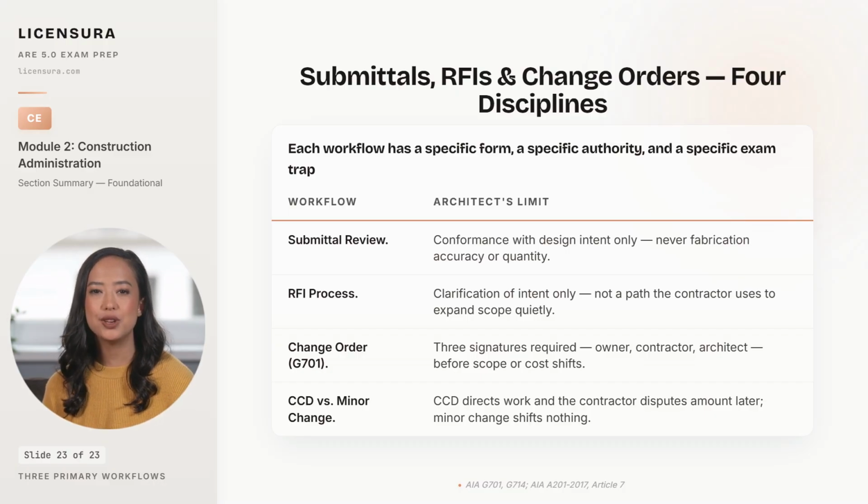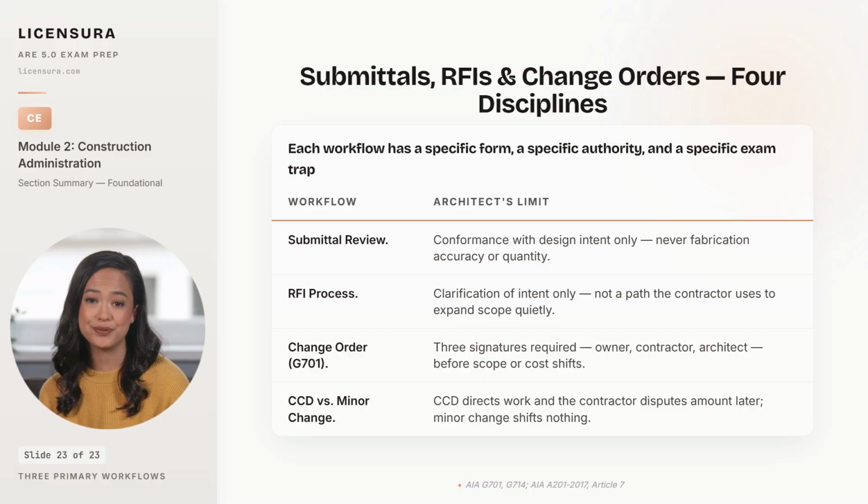And the CCD versus minor change distinction is the architect's tool when the owner wants the work to proceed and the contractor disputes the cost. The CCD directs the work and lets the cost dispute resolve later, while a minor change moves the work forward only when it does not affect cost or time. Position 3 closes the module.